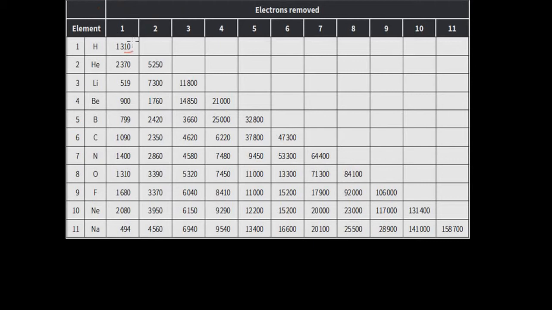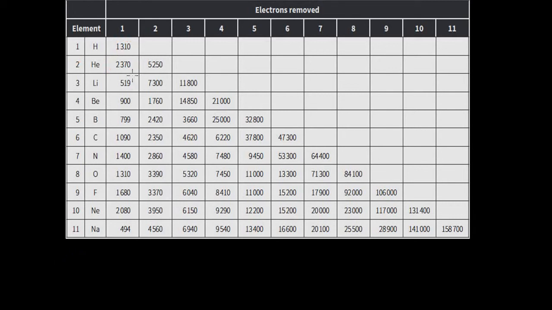Now let's compare the first ionization energy of hydrogen and helium. We can see that helium has higher first ionization energy. Though both hydrogen and helium have only one shell, and the electrons in helium are added in the first shell itself, the difference is that hydrogen has only one proton but helium has two protons. So the nuclear charge of helium is very high, and because of that the ionization energy of helium is greater than the ionization energy of hydrogen.